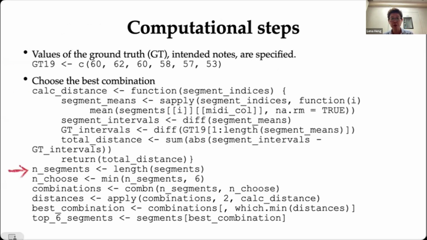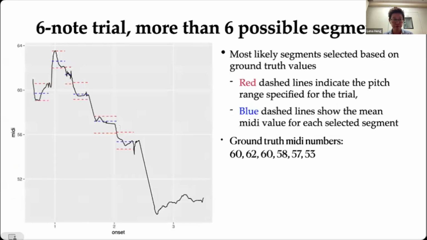If more than the right number of notes are selected by Model 5, various combinations are created so that each combination has the right number of notes. And the intervals between these combinations of notes are calculated and compared with the ground truth. The combination with the intervals closest to that of the ground truth are selected.